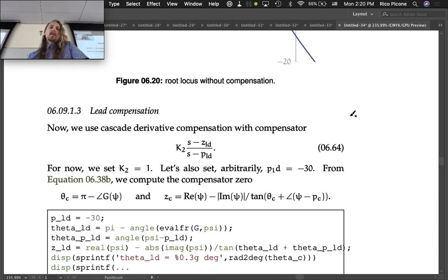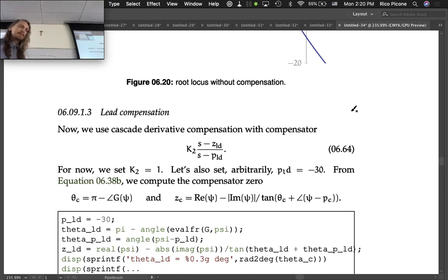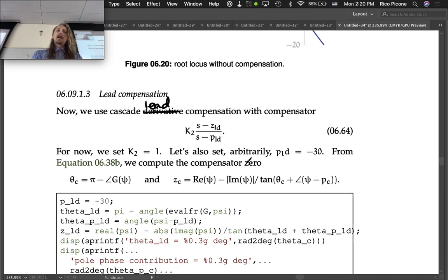Okay. Now we do lead compensation. So we use cascade lead compensation with the compensator given in 664, where we've got a gain associated with it that will start off as 1, and then a zero location and a pole location. So let's set arbitrarily the lead pole. This should be, the D should be in the subscript. P lead should be at negative 30.